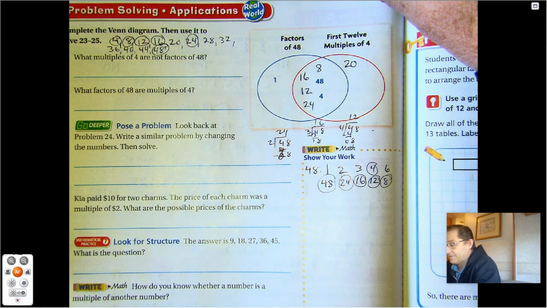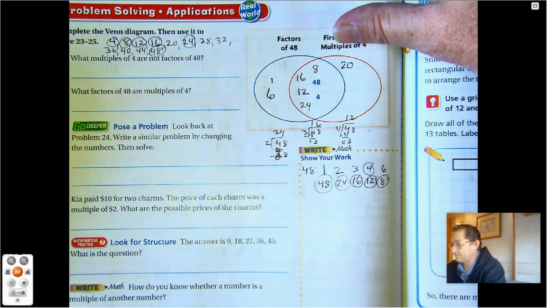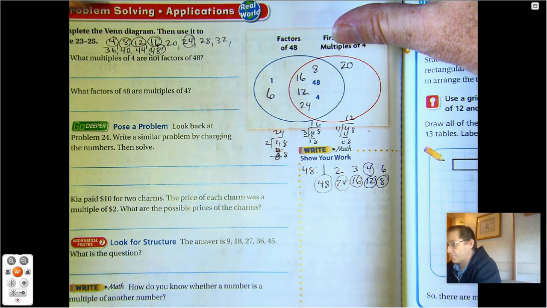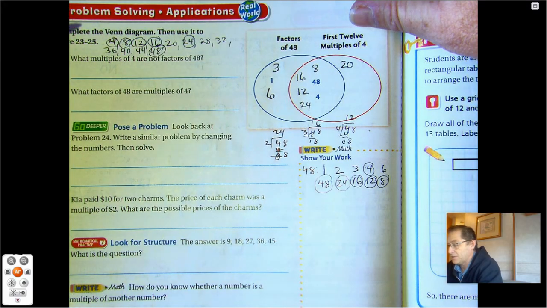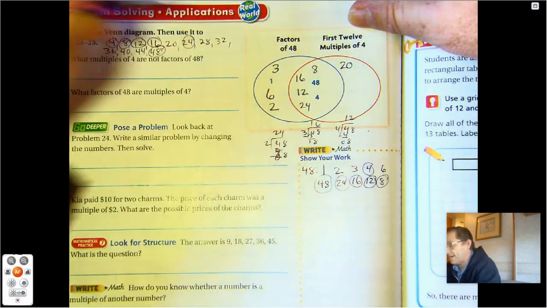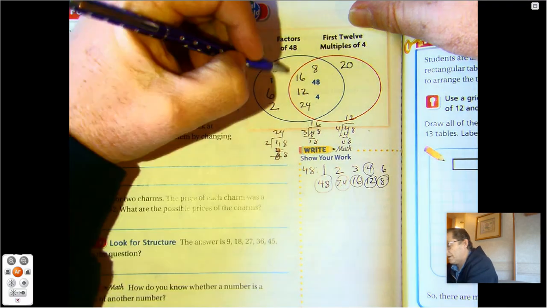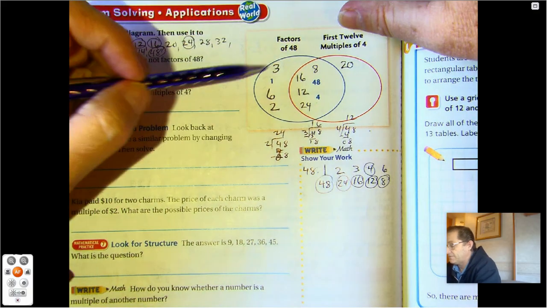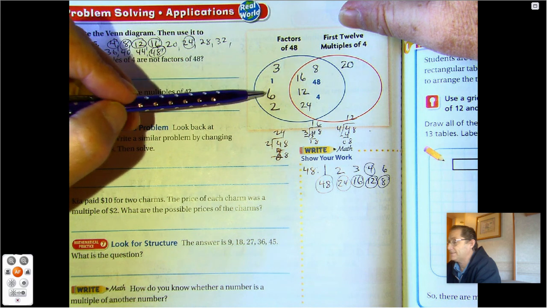6. 6 is not a multiple of 4, but it is a factor of 48. 3. 3 is not a multiple of 4, but it is a factor of 48. 2. 2 is a factor of 48, but is not a multiple of 4. 1 is a factor of 48, but not a multiple of 4. Okay, so the factors of 48 that are not multiples of 4 are 1, 3, 6, and 2.